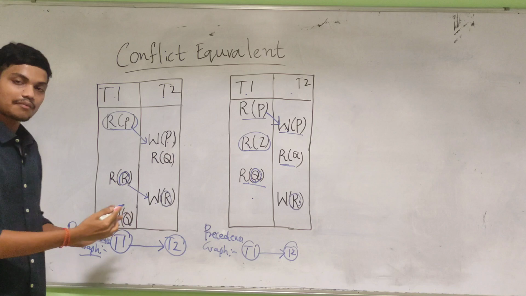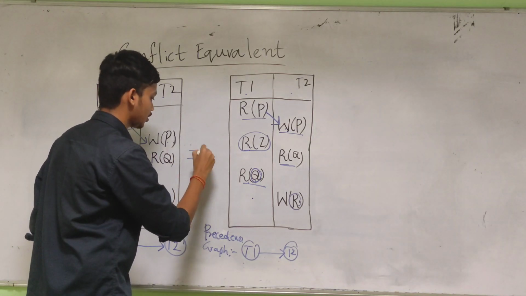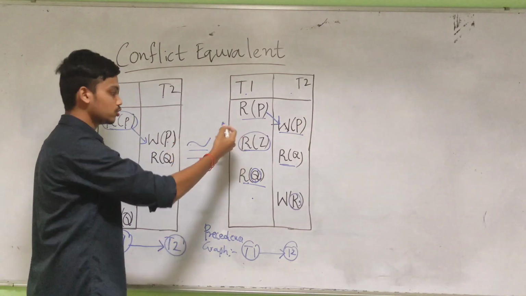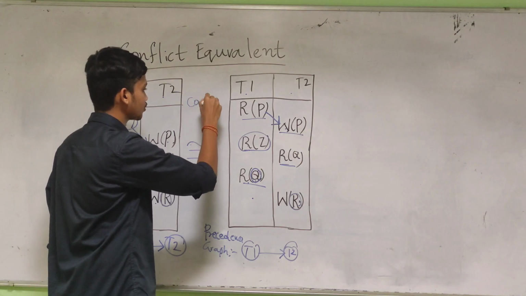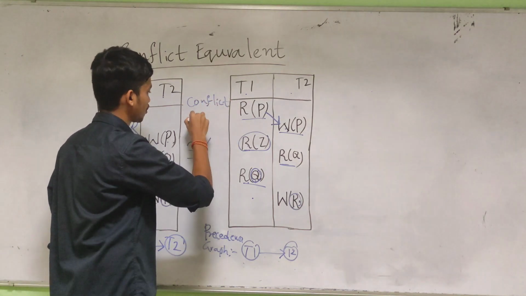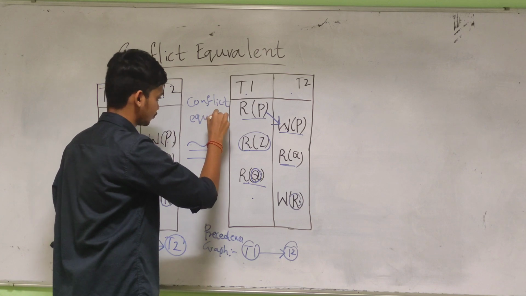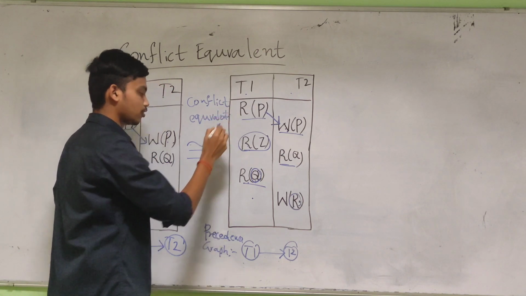So both precedence graphs were the same. So what can we say? These two schedules are conflict equivalent. Note it down.